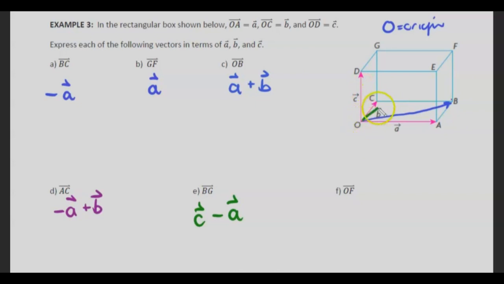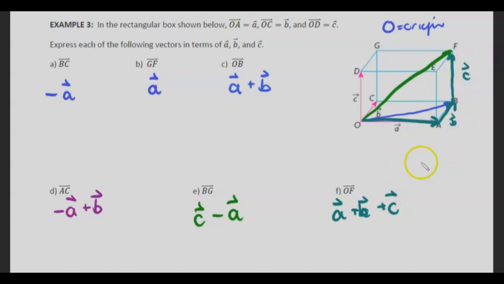Okay, last one, OF. So it's from the origin all the way to the other side. This is actually 3D. So vector A, and this is the last one, so I can keep this on here. Then we have to go plus vector C, and we have to go up. Oh, sorry, this was vector B, plus vector B, and then plus vector C. So these two can be expressed as each other.